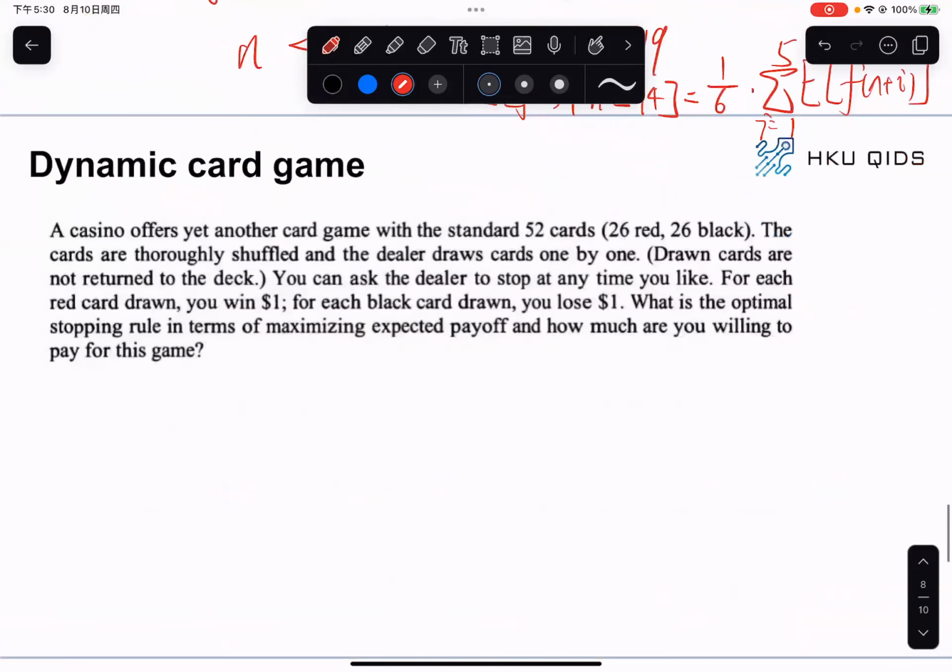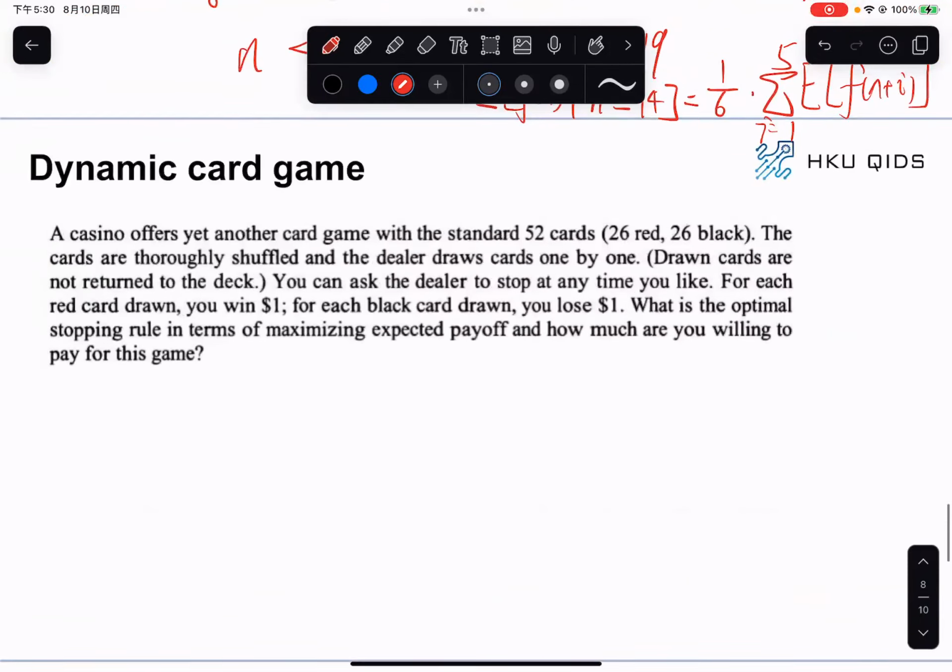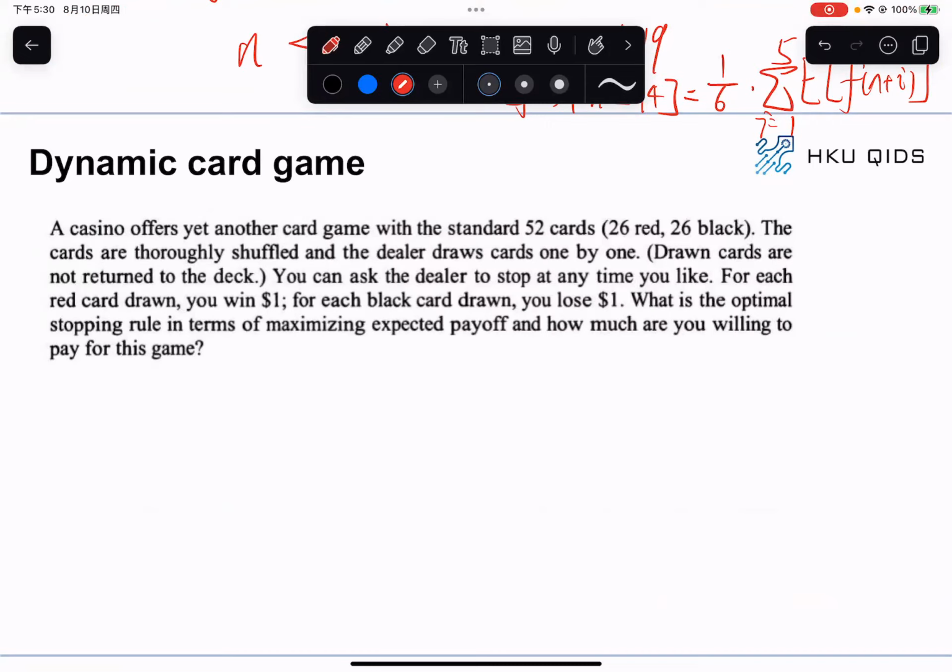Now, the second last question, dynamic card game. So again, a casino. This time it offers a card game with the standard 52 cards, with 26 red, 26 black. The cards are thoroughly shuffled and the dealer draws cards one by one. You can ask the dealer to stop at any time you like, after each round. For each red card drawn, you win $1, and for each black card drawn, you lose $1. So what is the optimal stopping rule in terms of maximizing expected payoff, and how much are you willing to pay for this game?